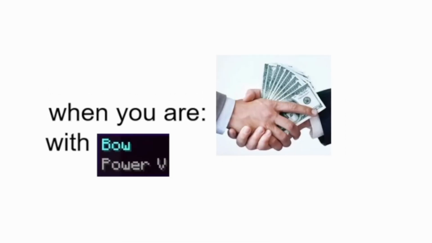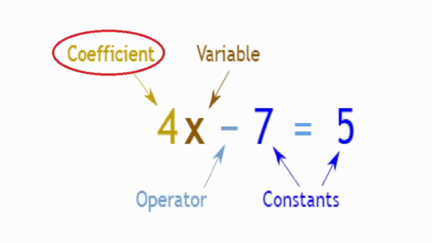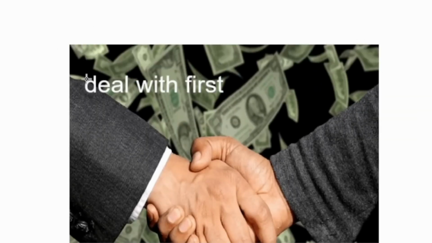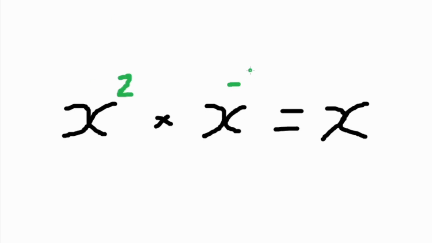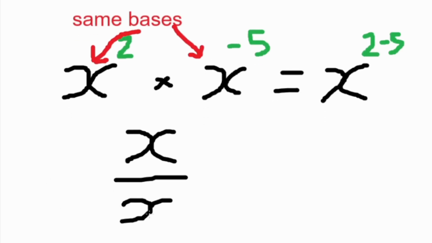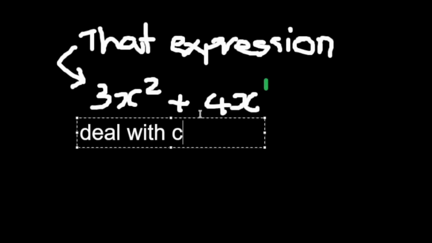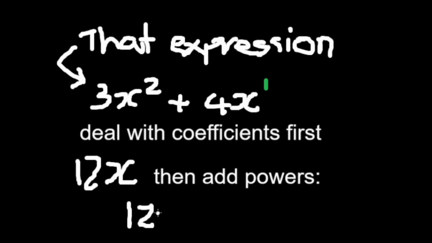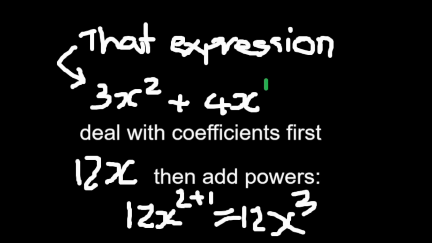When you're dealing with powers and roots, there is the coefficient, which you always deal with first. Then there's the base and the exponent. If the bases are the same, we add powers when multiplying bases and subtract when dividing. So for that expression, as I said, you deal with coefficients first, 12, then add the powers. So in the end, you get 12x to the power of 3.